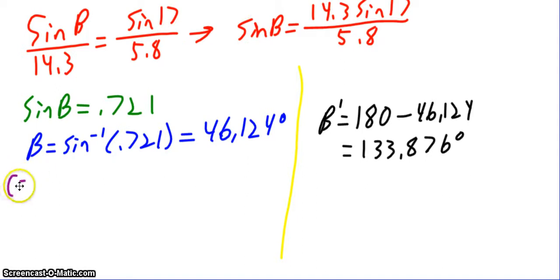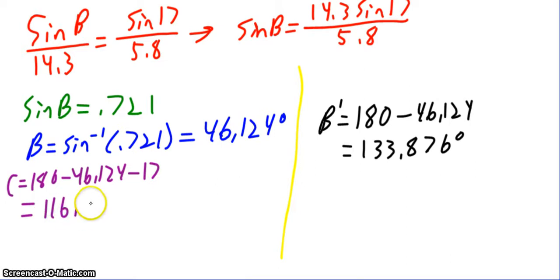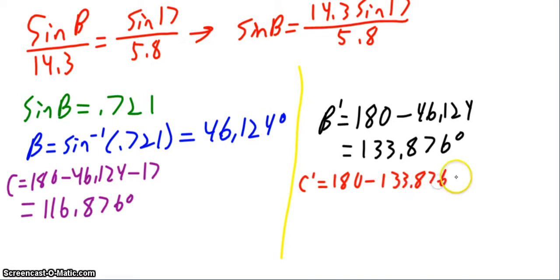So I know here angle C is going to be 180 minus 46.124 minus 17, which comes out to be 116.876 degrees. On the other side here, C prime is going to be 180 minus 133.876 minus 17. This comes out to be 29.124.